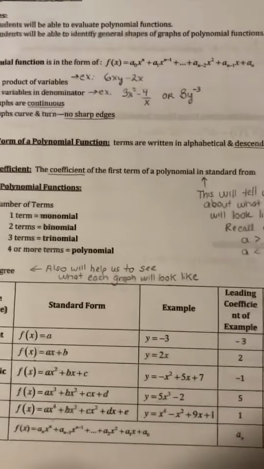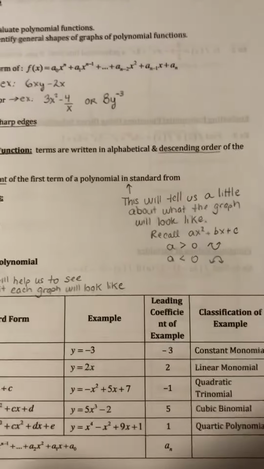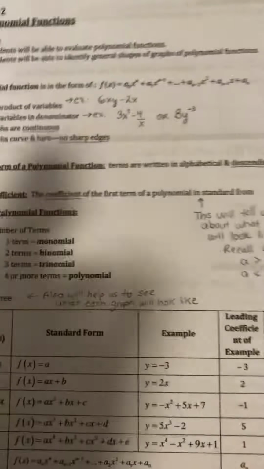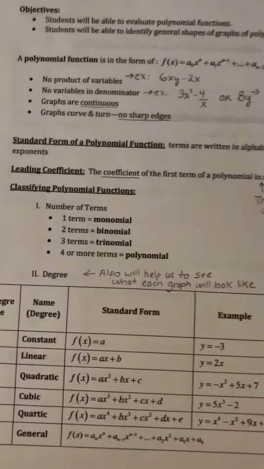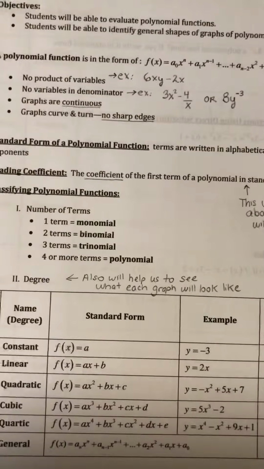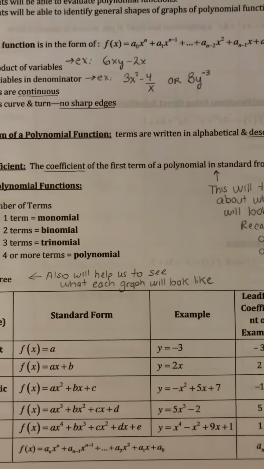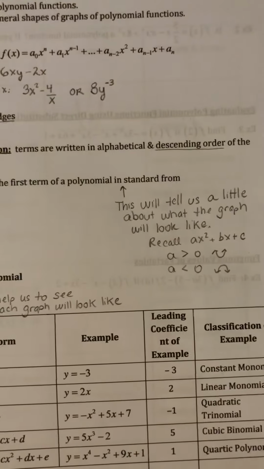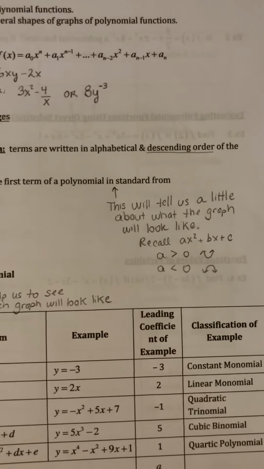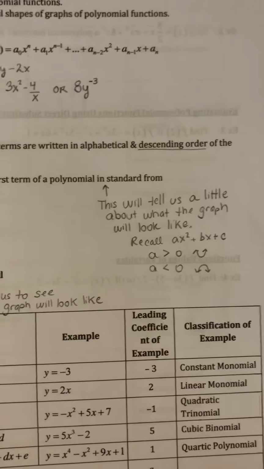Standard form, the really important thing to remember is that it has to be in descending order, so the biggest exponent will go first. Leading coefficient, this is important because that coefficient again tells you what the shape looks like. So the leading coefficient is the coefficient of the first term, so it has the highest degree. So it will tell us a little bit about what the graph will look like. Remember when we did our parabolas, if a was positive, we had the parabola opening up. If it was negative, we had the parabola opening down.